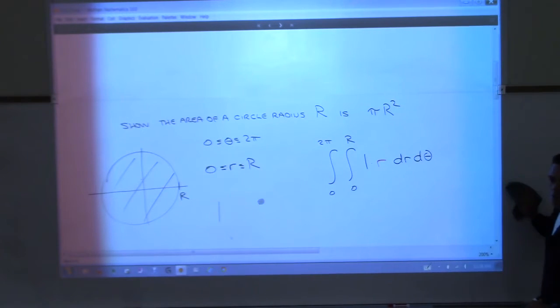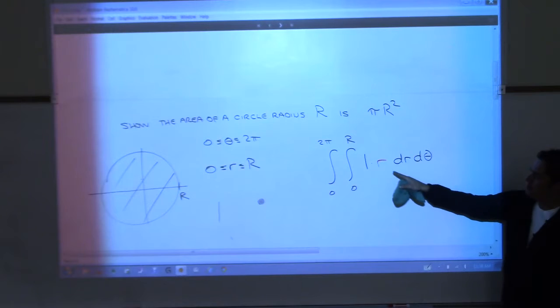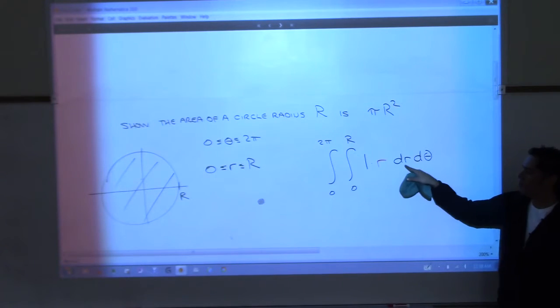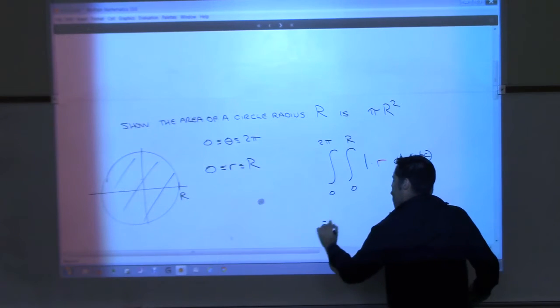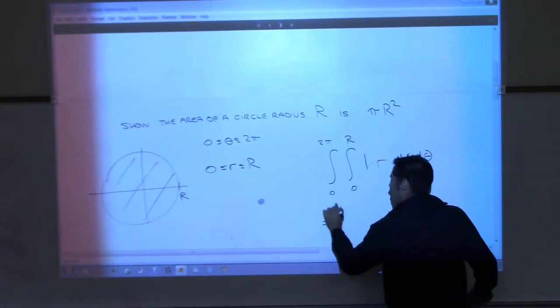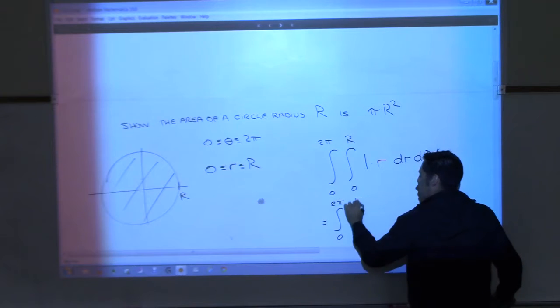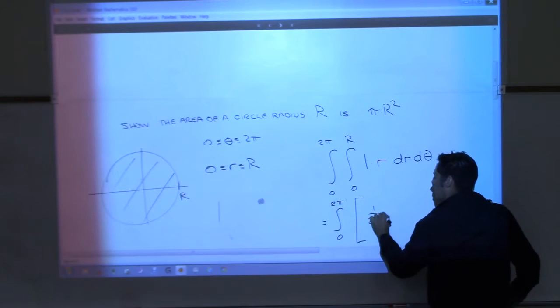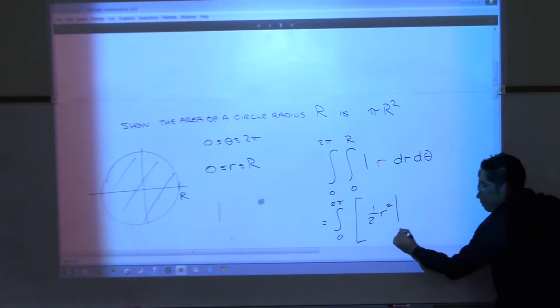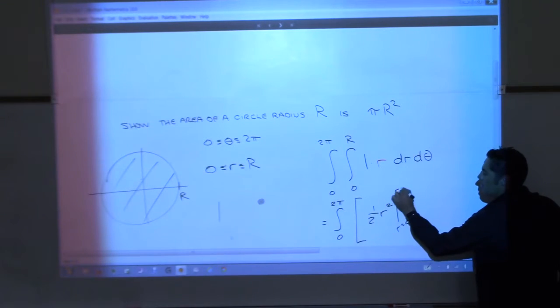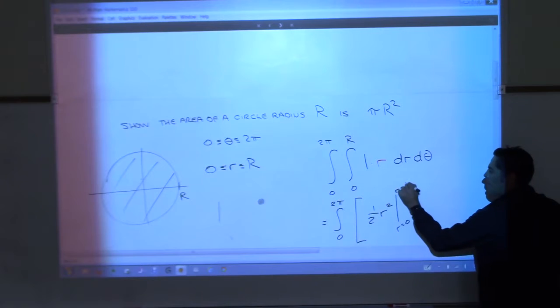All right, this is going to go really, really quick. This is the function we're integrating. We're doing it with respect to r. What's the antiderivative of r? 1/2 r squared. So 0 to 2 pi. This is going to be 1/2 little r squared. I'm evaluating from what? Little r equals 0 to little r equals capital R, right?